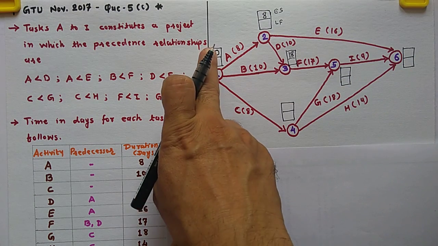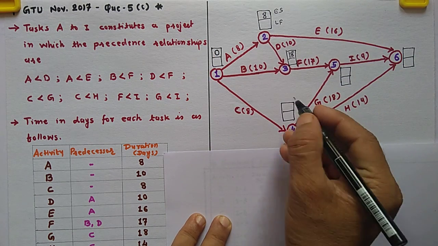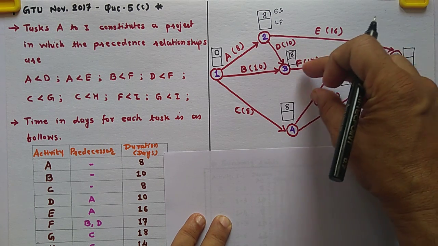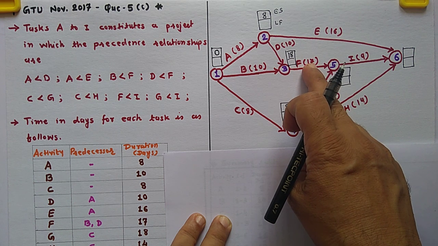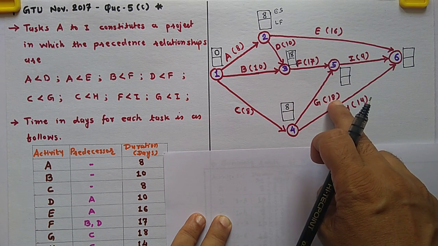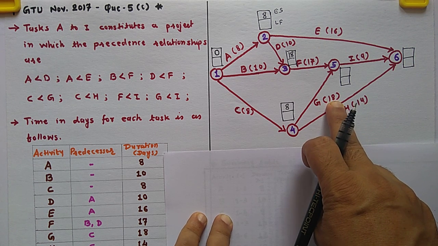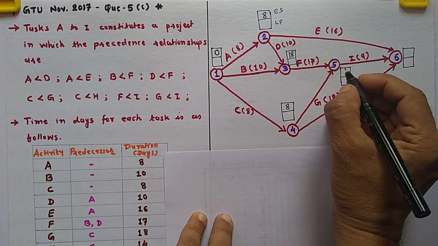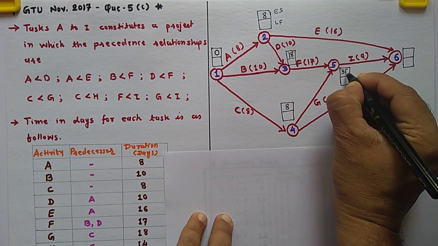Then 0 plus 8. So that is 8. So write down 8. Here two activities are coming, so take the maximum. 18 plus 17, 35. And here 8 plus 18, so that is 26. So write down the maximum one. 35 is the maximum, so write down 35.